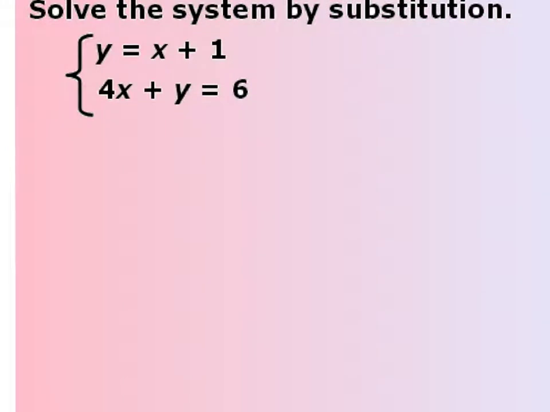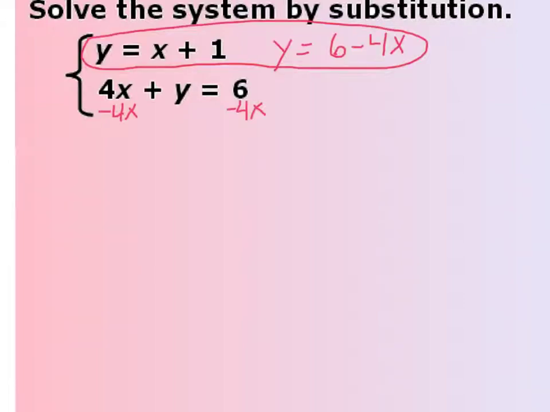Alright, on this example, we have y by itself here, but y is not by itself here. So you have a choice. I'm going to show you how to do this two ways. The first way is you could take this 4x and move it over and then get y by itself so that they're both isolated. And here's what it looks like. Our first equation is y equals x plus 1, and now the second equation that used to look like this now looks like this, y equals 6 minus 4x.